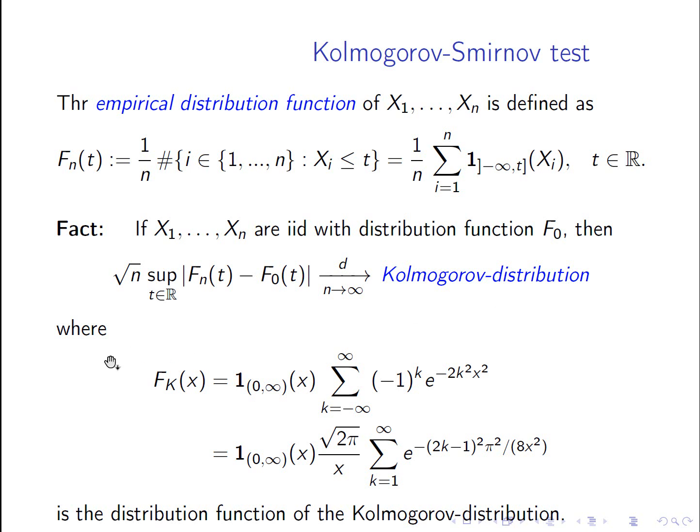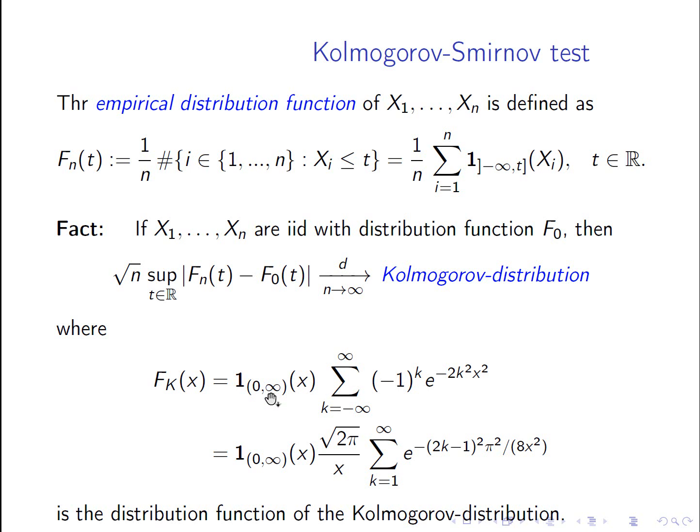Well, it has this distribution function here, so it lives on 0 to infinity. Well, this is rather obvious because this is positive. And the Kolmogorov distribution function is given by this infinite sum here. So k runs from minus infinity to infinity, (-1)^k, so it's alternating, and then we have e to the power minus 2 k squared x squared. Okay, that's one way to write down the Kolmogorov distribution function, and this thing is really important.